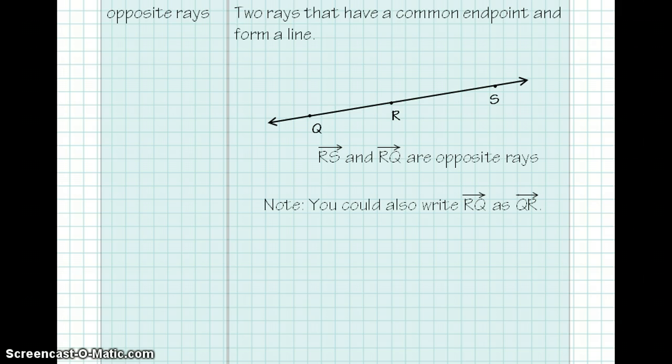Now you can, do I have that right? Nope, I don't. Sorry. Actually, I have this wrong on my PowerPoint. You can also write RQ as QR if you reverse the direction of the arrow. When I was fixing my PowerPoint, I didn't do that correctly. So pretend that the arrow on QR goes the other direction.